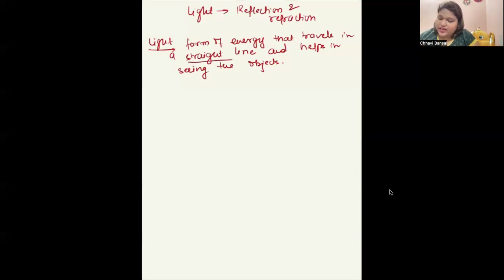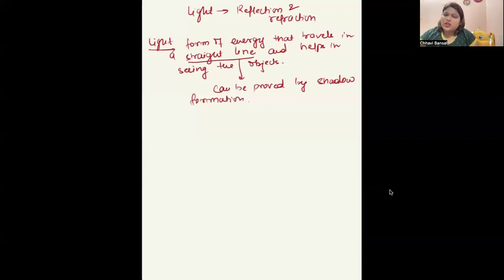Okay. So this straight line concept can be proved by shadow formation. Formation of shadow proves that light travels in a straight line. Now, how does it help in seeing the object? That is what the whole chapter is about. So before that, let's understand more about light. So we understood it's a form of energy. It travels in a straight line and it helps in seeing the objects. And the proof for straight line is that it forms the shadow.